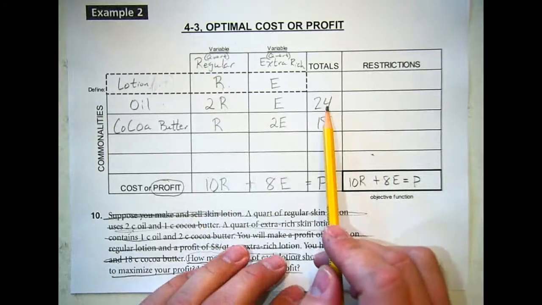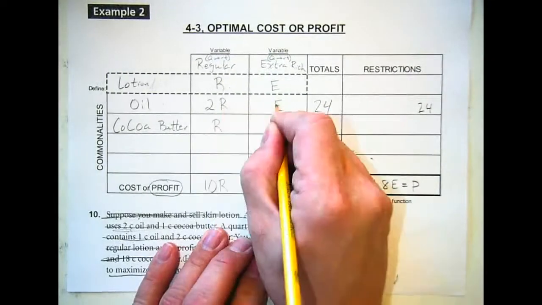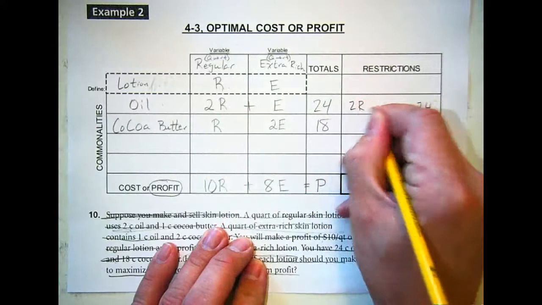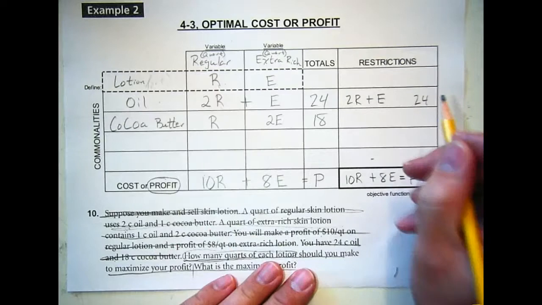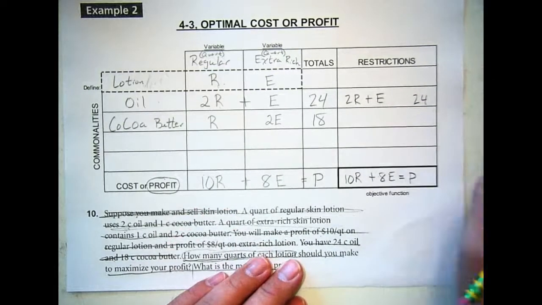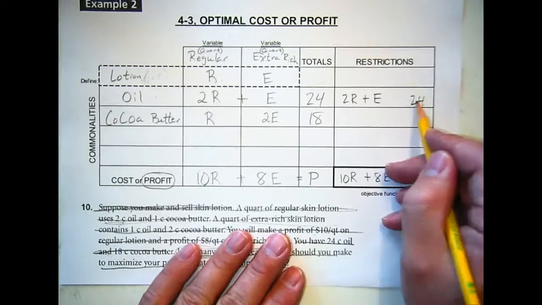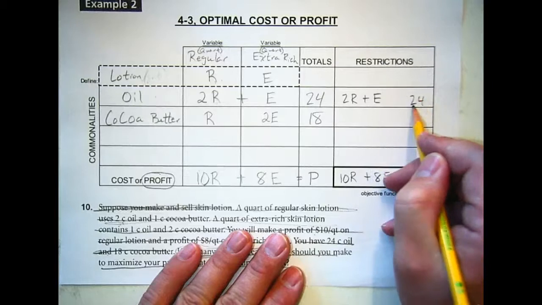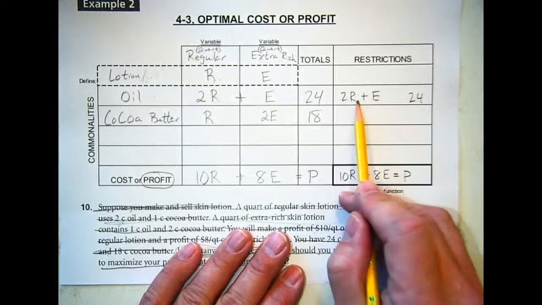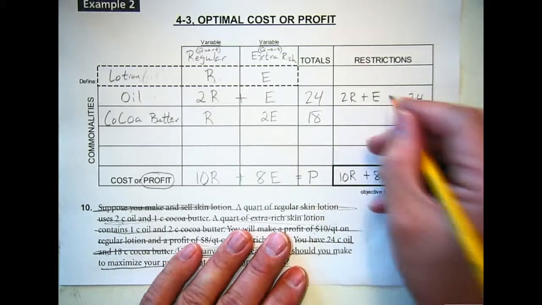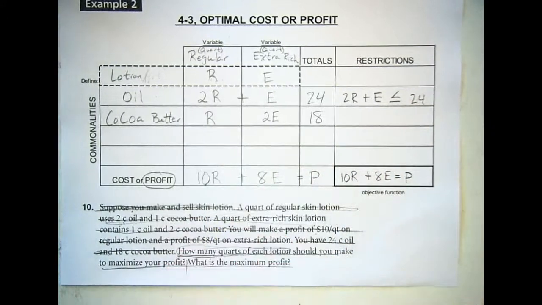We have 24 cups of oil, which means if I'm writing a restriction using this information, the amount of oil I use for regular and for extra rich, when we combine those, cannot exceed 24. If we use more than 24 cups of oil, we're out of luck. Someone's lotion's not as good. Would the amount of oil we use for the lotion have to be greater than or less than 24? Less than 24. Could it be equal to 24? Yes. Okay, I want you to write your restriction for this next one, for cocoa butter.